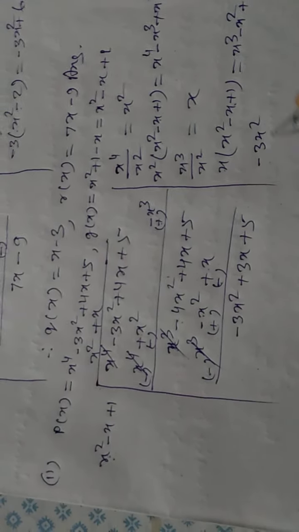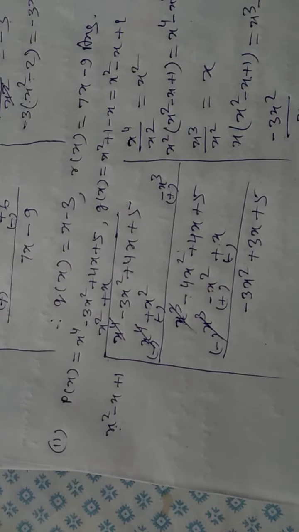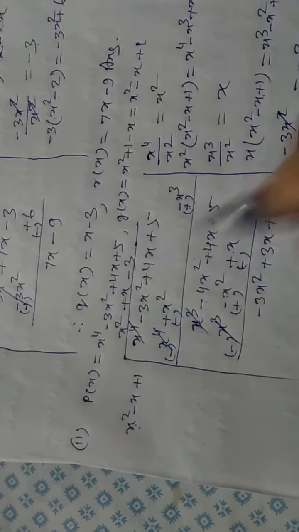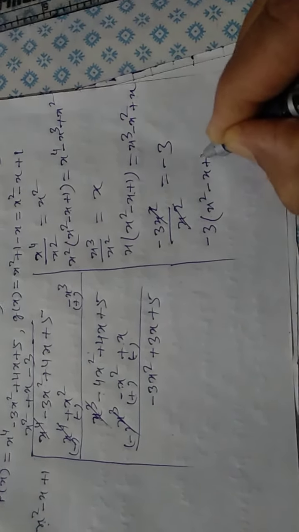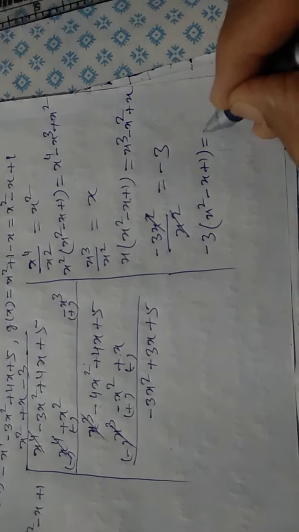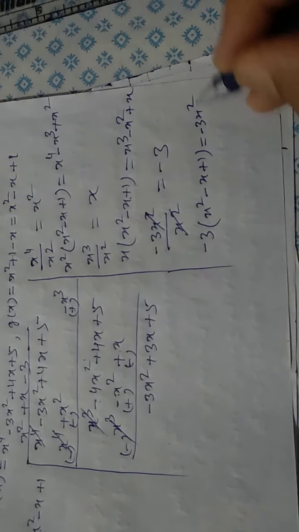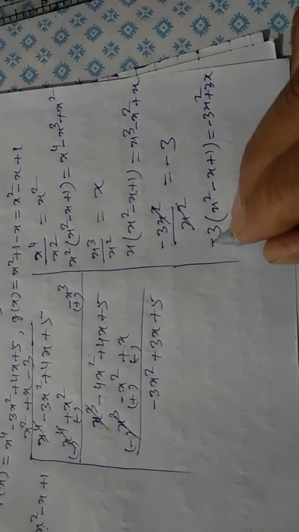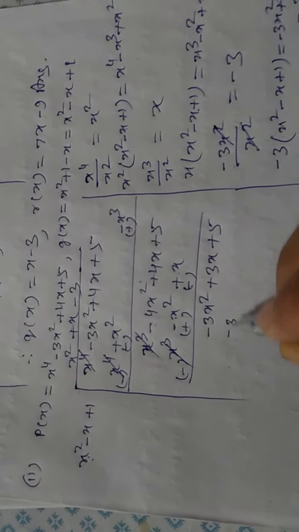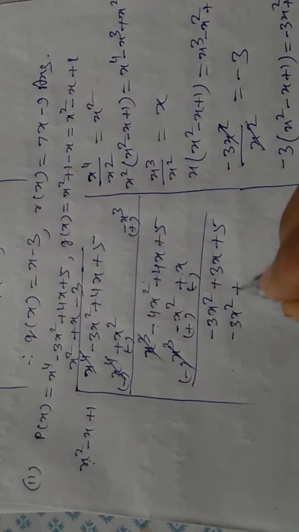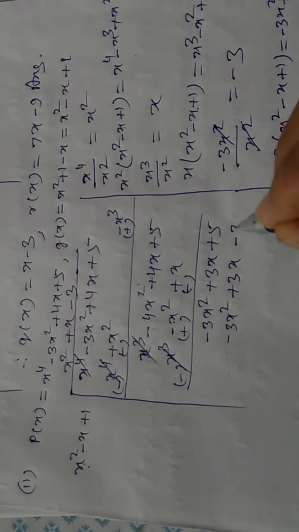Now minus 3x square, divide it by x square. X square cancels, it is minus 3. Write here minus 3. Multiply minus 3 by this divisor, x square minus x plus 1. It is minus 3x square, minus times minus is plus 3x, minus times plus is minus 3. Therefore, it is minus 3x square plus 3x minus 3.